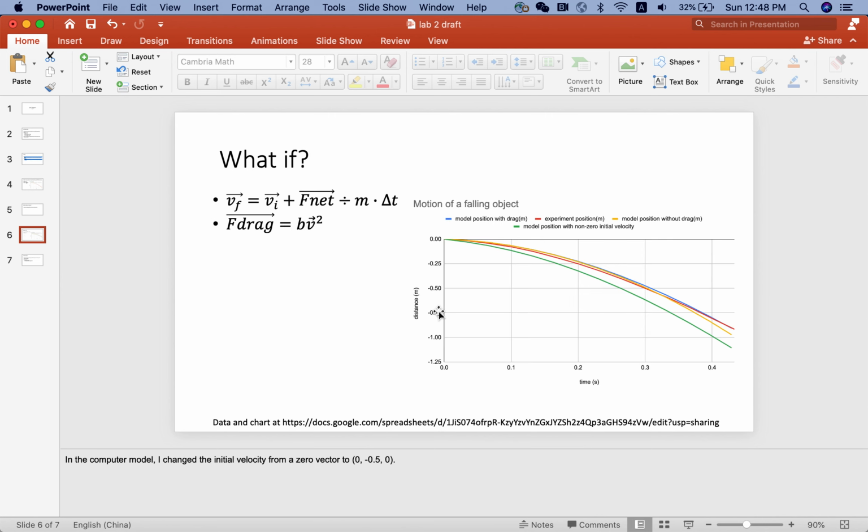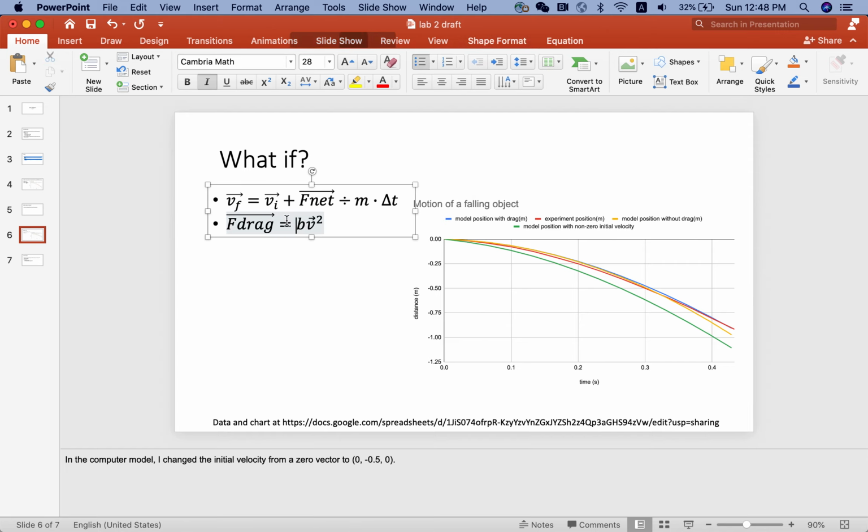And for the what if question, I changed the initial velocity from a zero vector to a non-zero vector, 0, negative 0.5, and 0. And from Newton's second law, we can notice that when we increase the initial velocity, the final velocity gets bigger. And that is shown on the graph. The slope of the green line is greater than the rest of the lines. That means the velocity is greater.